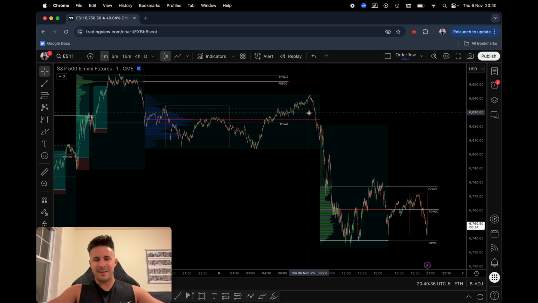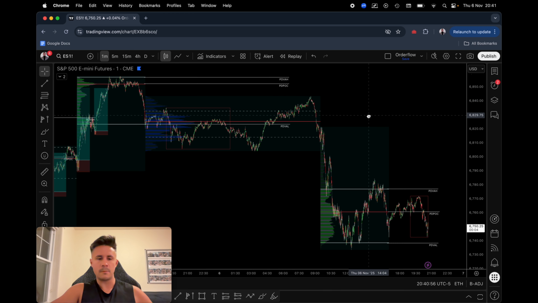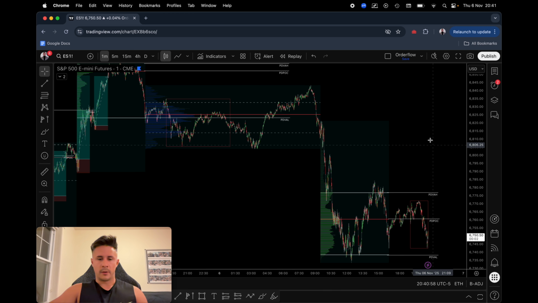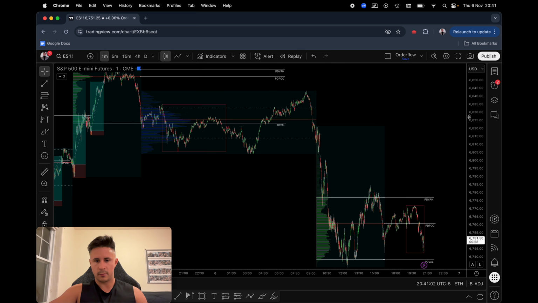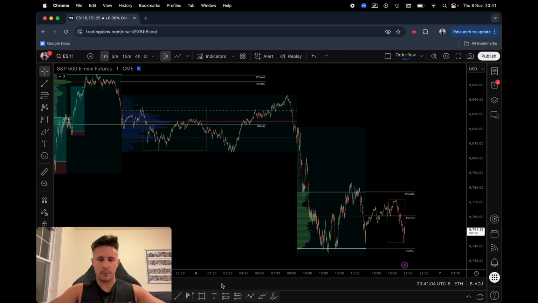Okay, so yeah, this is something I've been noticing. Price likes to do the high of the day at around 8 to 9. I've noticed this a few times, to be honest. Anyway, okay, so now that we have our volume profile levels, we can mark maybe some swing highs and swing lows.